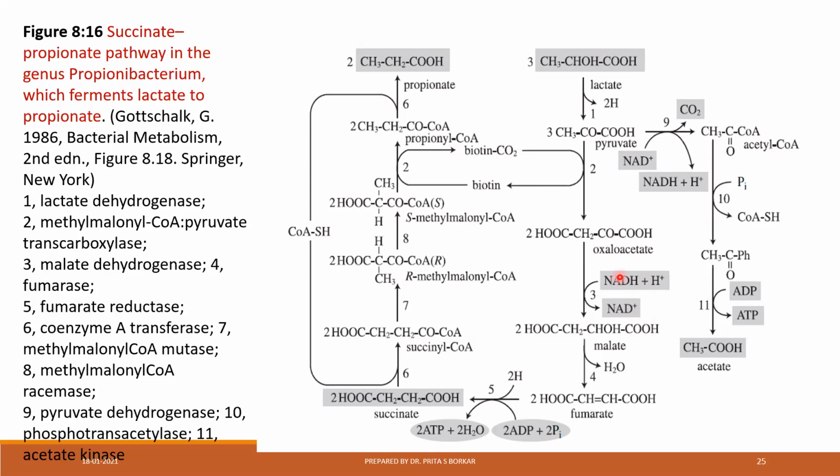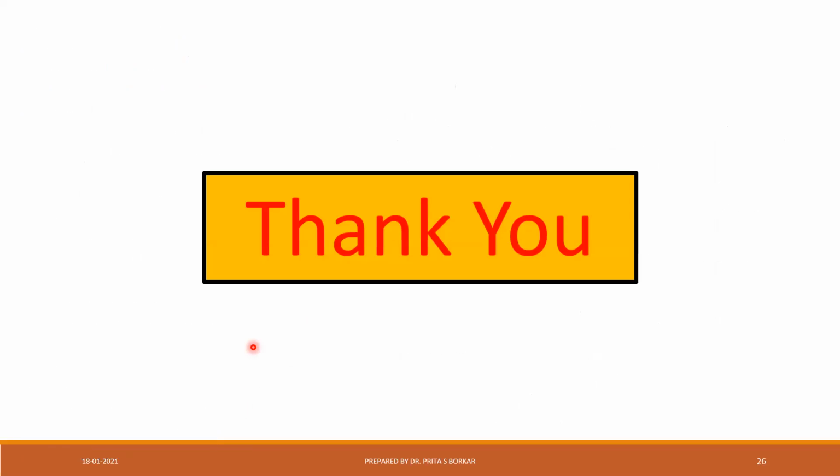So this reduced one is getting converted to the oxidized form. It is using the electrons from the NADH plus protons. Okay, so this is how the succinate propionate pathway takes place, which ferments the lactate to propionate and produces the ATP molecule. Okay, so hopefully you have understood the lecture.